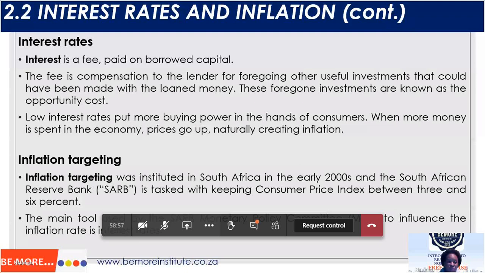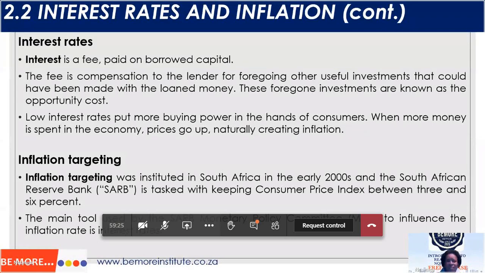Low interest rates put more buying power in the hands of consumers. How does that happen? When the interest rates are lower, your bond repayments and anything that is interest related will go down. Therefore, you have more disposable income, and your buying power increases. So where more money is spent in the economy, prices will go up naturally, creating inflation.